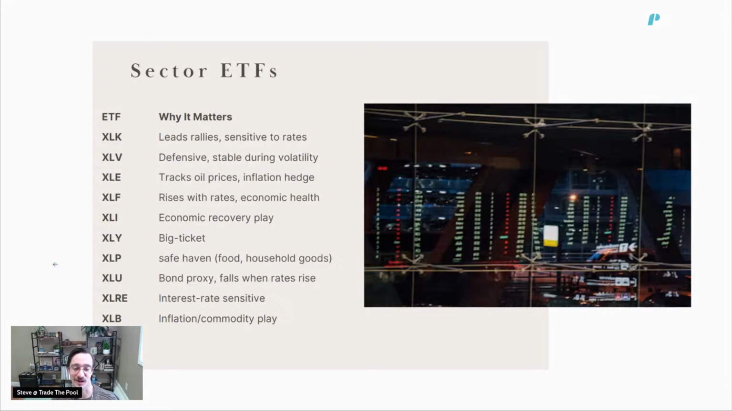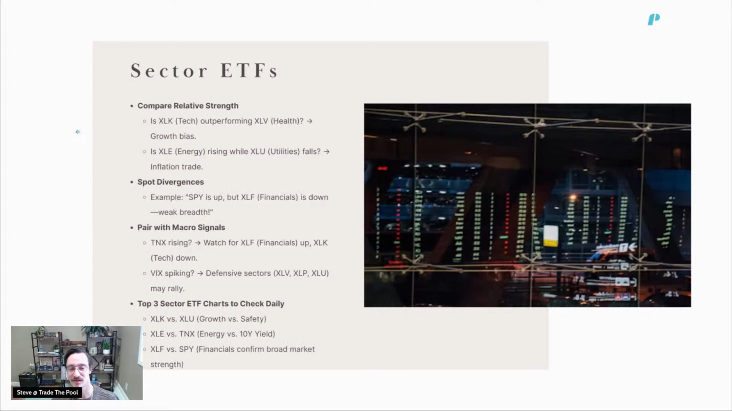So we have XLRE, that's real estate, sensitive to interest rates there as well. And the last one here is XLB, that's the builders index, kind of the raw materials. We also have XLM, which is materials. So this is, I guess, a little bit different. It's going to be like house building companies, and that'll track inflation and prices on commodities, because it takes commodities to build houses. So yeah, a lot of stuff to work with there.